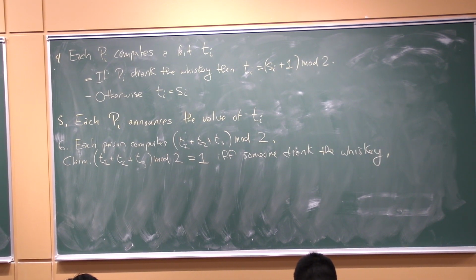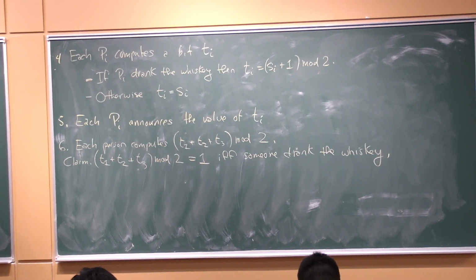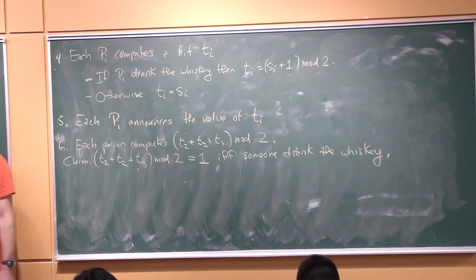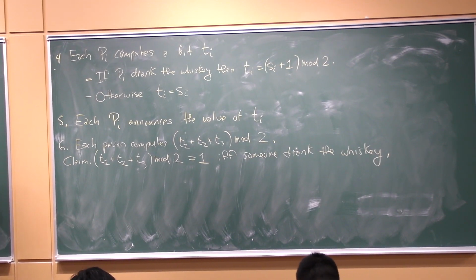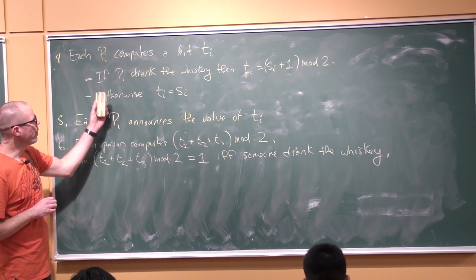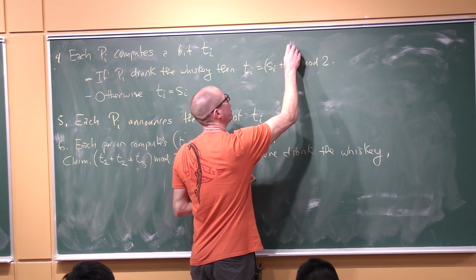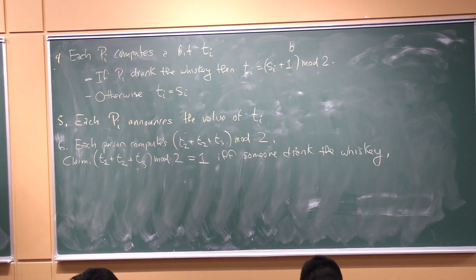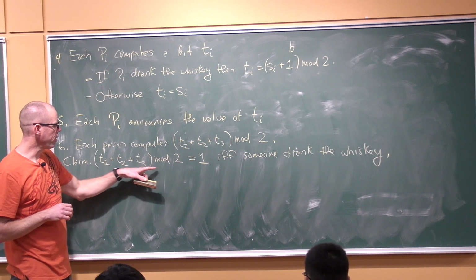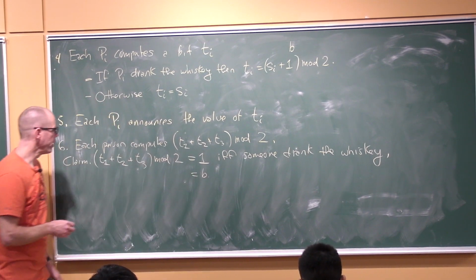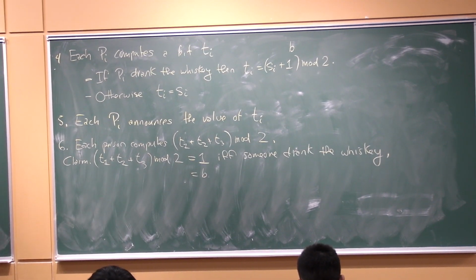Or another way of saying it is there is an anonymous broadcaster, Pi, who has a special bit that he wants to broadcast. And that bit can be 0 or 1. And when they want to do their broadcast, they put that bit here. So we'll call that thing B. Actually, it could be 0 or 1, but we'll just call it B. So this claim that T1 plus T2 plus T3 mod 2 equals 1 if and only if someone drank the whiskey, that's really claiming that this sum is equal to B. Okay.